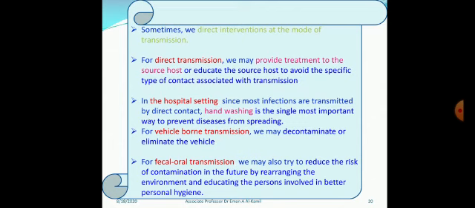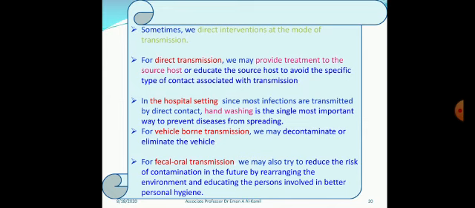Sometimes we direct interventions at the mode of transmission. We break the chain by preventing the mode of transmission. For direct transmission, we may provide treatment to the source host or educate the source host to avoid the specific type of contact associated with the transmission. In the hospital setting, since most infections are transmitted by direct contact, it is important to always educate the healthcare provider on frequent hand washing, and on wearing masks or gloves in order to prevent the transmission of infection.